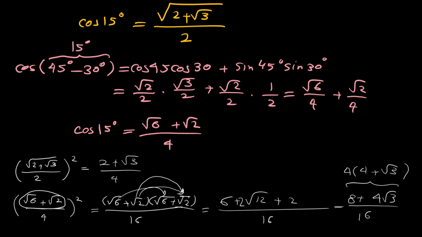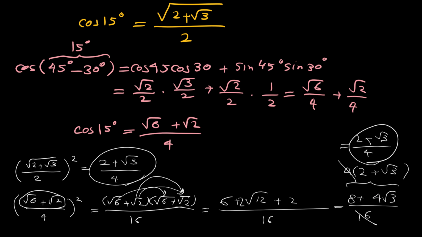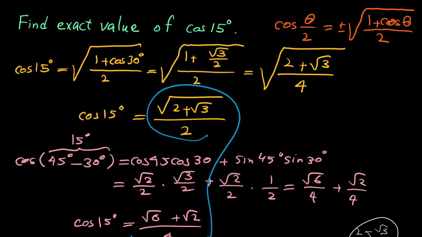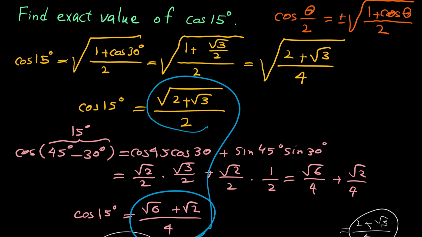not 4, 2 plus radical 3. And if we simplify 4 with 16, we have 2 plus radical 3 over 4. If you compare this with this, you can see that they are equal. So this shows that these two answers are equal to each other.